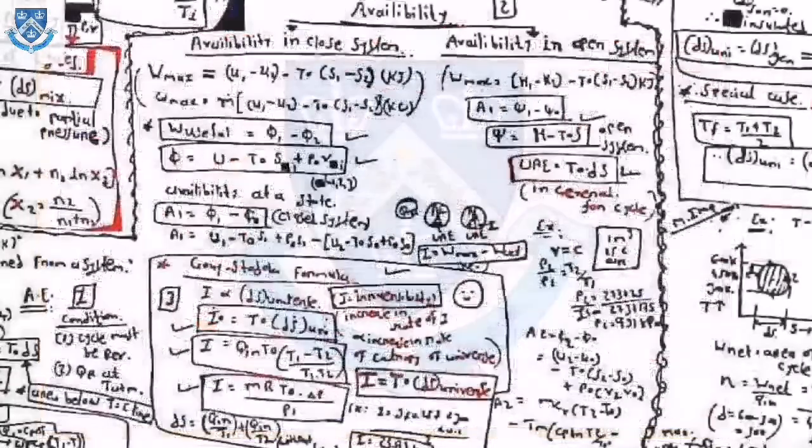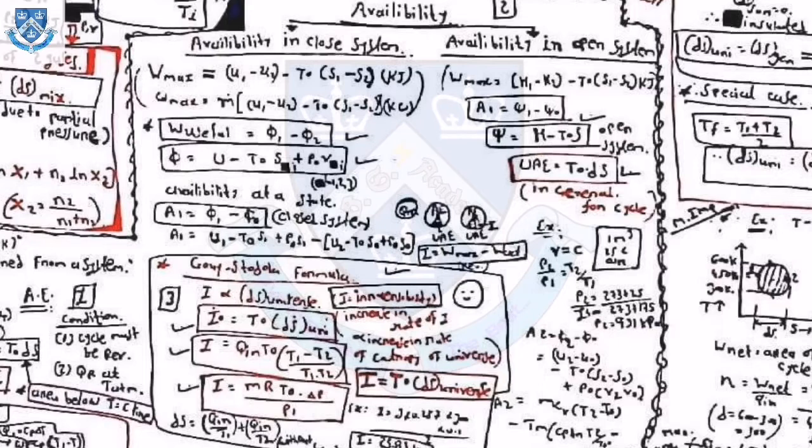After that, availability and exergy. In availability there are two systems: the first one is a closed system and the second one is an open system. For the closed system, W max is equal to U1 minus U2 minus T0 into S1 minus S2, and W max is equal to M dot into U1 minus U2 minus T0 into S1 minus S2, which is in kilowatt. Now W useful is equal to phi1 minus phi2, and phi is equal to U minus T naught S plus P naught V. This is a very important equation from availability.